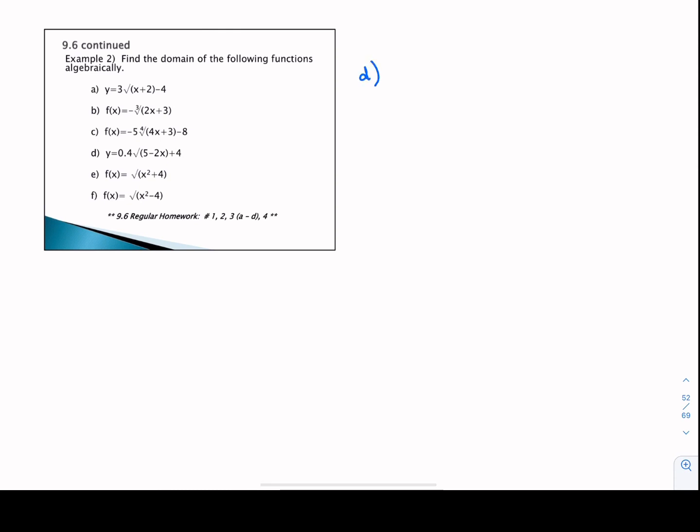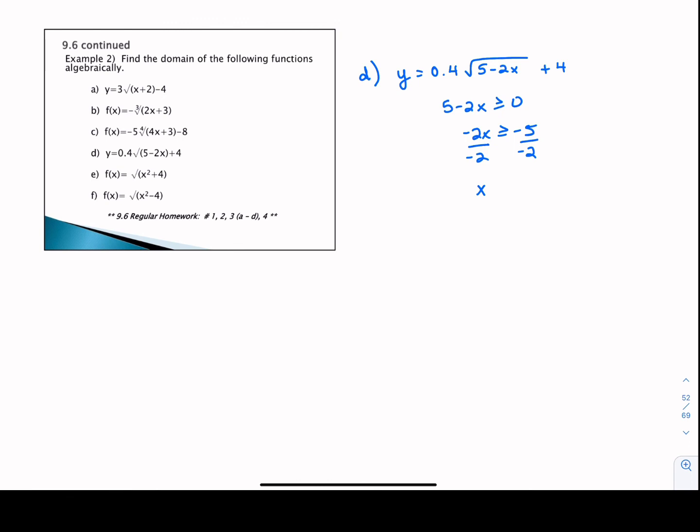Now in part D, we have a new function, y equals 0.4 times the square root of 5 minus 2x, all plus 4. Once again, because this is an even index root, we have 5 minus 2x must be greater than or equal to 0. So if negative 2x is greater than or equal to negative 5 when we subtract 5 from both sides, the next step has us dividing by negative 2, and this is where you need to take pause. So whenever you divide or multiply an inequality by a negative sign, you must flip the orientation of that inequality. So that's something that often gets forgotten in questions like this.